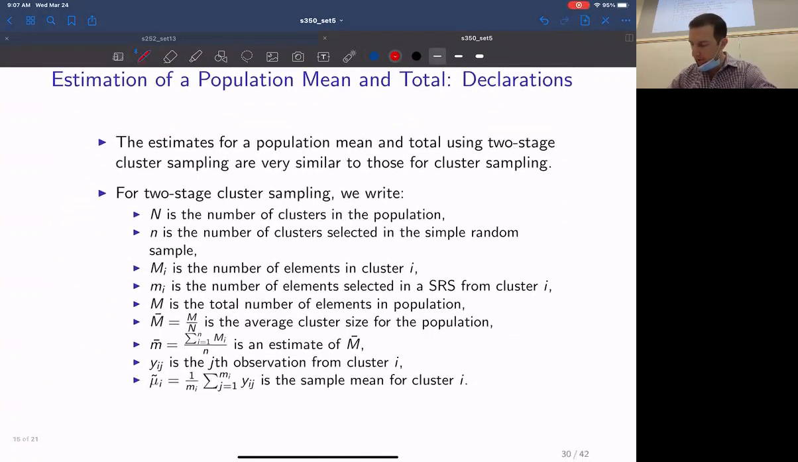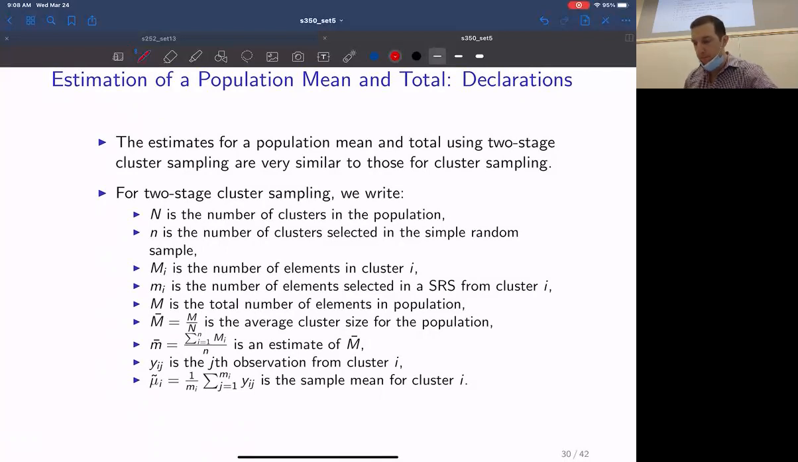Okay, so our definitions for cluster sampling are written on slide 30. Most of these will be the same as they were before. For example, we let capital N represent the number of clusters in the population, and we let little n represent the number of clusters that were selected to actually be studied in our sample. Capital Mi is going to be the number of elements within cluster i. Little mi is going to be the number of elements selected in the simple random sample from that cluster. So we're still letting capital N designate number of clusters, and M represent number of population elements. So this is consistent with the cluster sampling definitions.